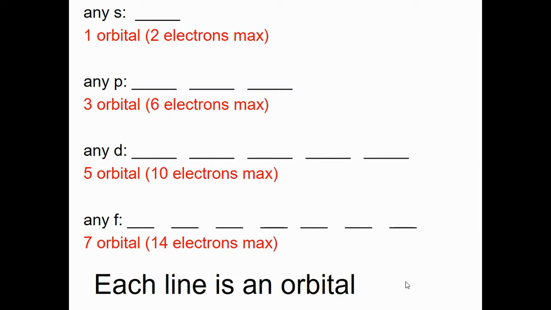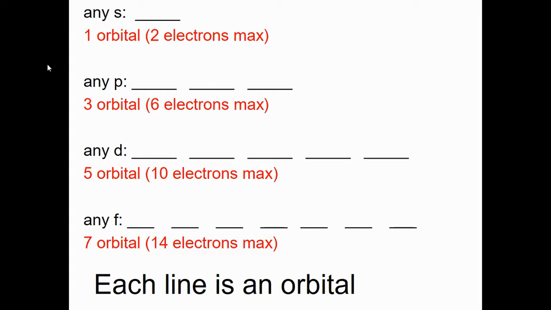So let me show you some ways of writing this out. This is a shorthand way of writing out some of the stuff we just talked about. Because we only have 1 S orbital, if you see one line by itself, that indicates an S orbital. Okay, and you can put 2 electrons in there.